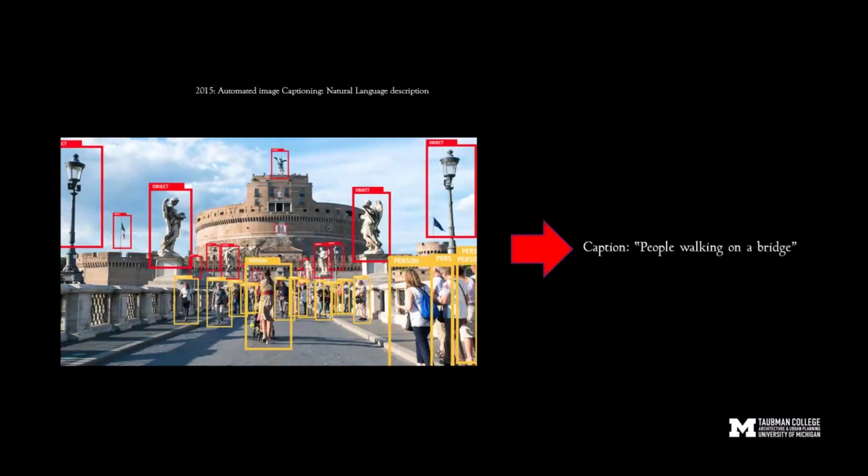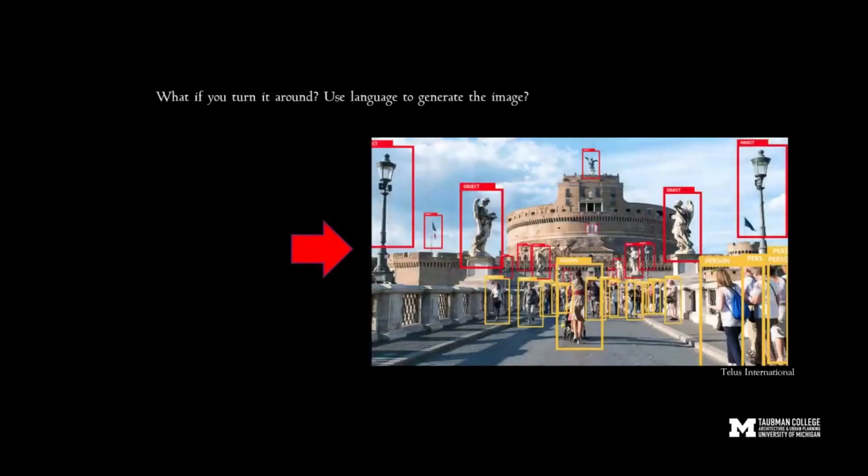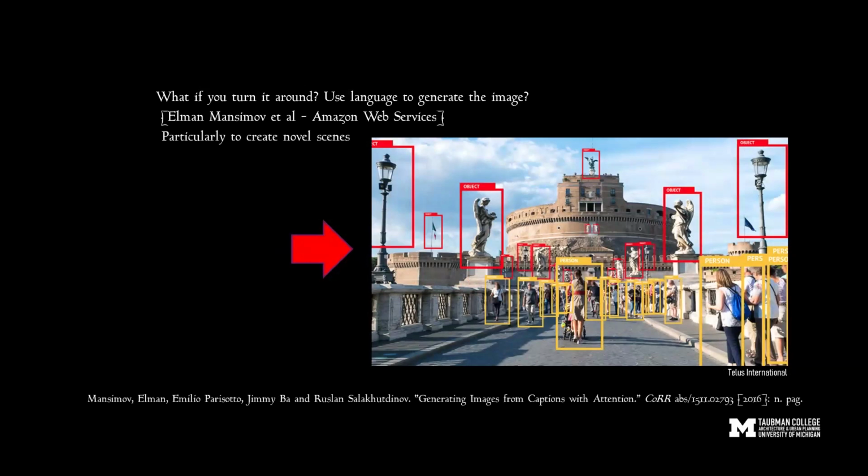Now, somebody came up with the idea, wait a second, what happens if we turn it around? What if I say people walking on a bridge and it's supposed to generate an image out of it? Because if it works in one direction, it might work also in the other direction. This ingenious person was Elman Mansimov and his colleagues at Amazon Web Services. They created the very first attempt to do this, and we're particularly interested to create new or novel scenes. And of course, as you do, they immediately made a paper out of it.